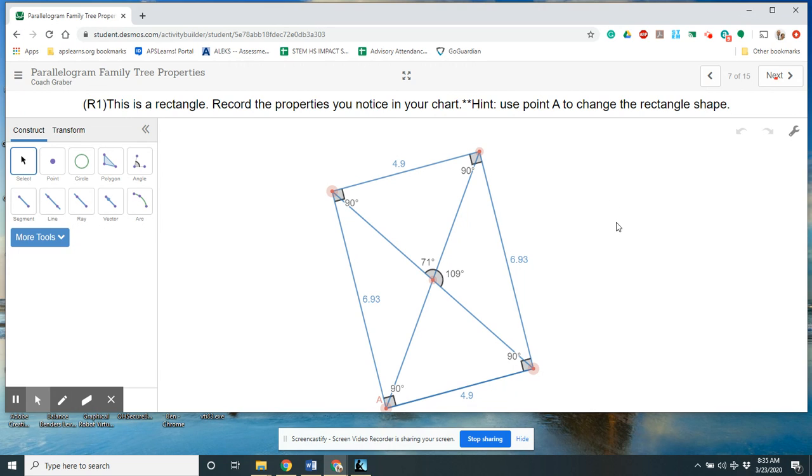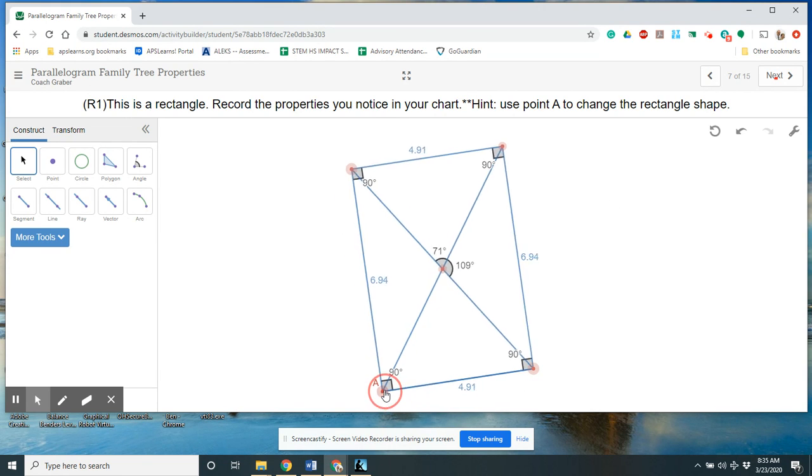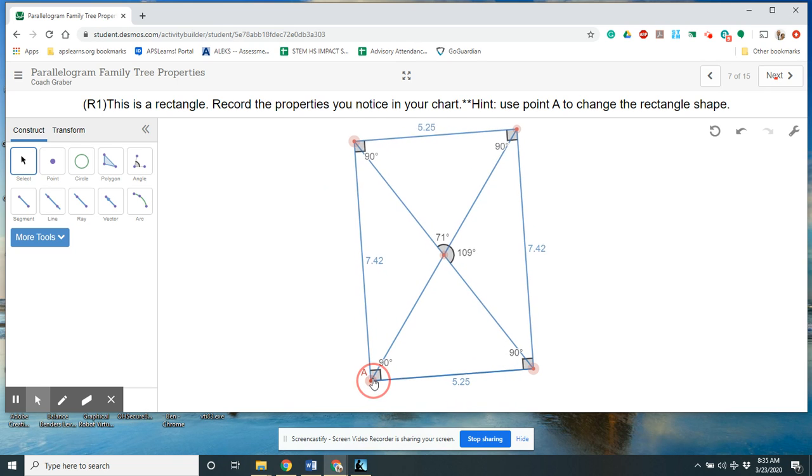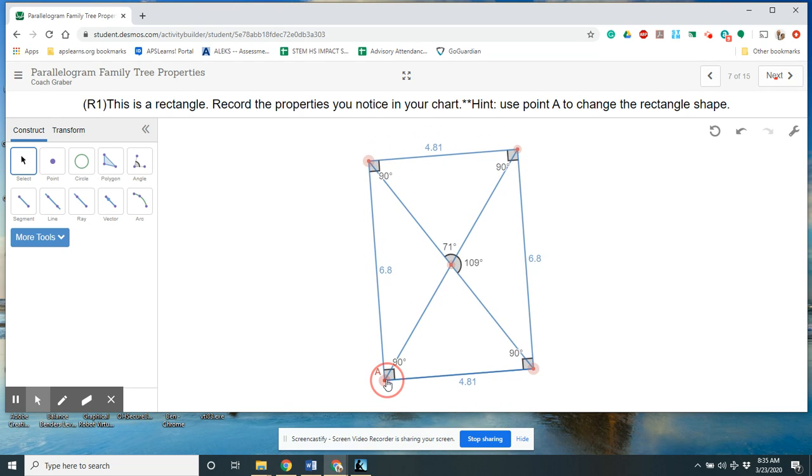Okay, now we have a rectangle. So looking at the rectangle. Now, a rectangle is a type of parallelogram. So everything that's true for a parallelogram is also true for a rectangle. The opposite sides are the same. These two sides are the same. The opposite angles are the same. And the adjacent angles equal 180. What's different for this one is that all the angles are 90 degrees.